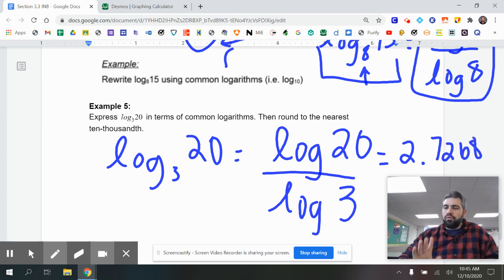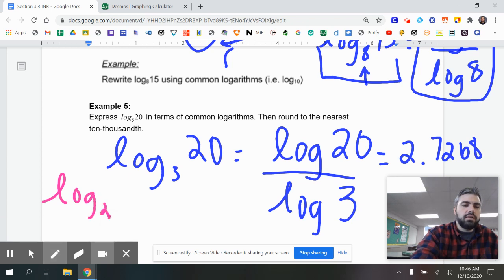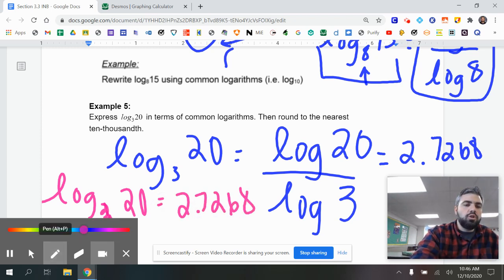2.7268. Now, before I circle it and say that that's my answer, let's think about what it's really asking. It's saying if I have log base 3 of 20, it should be equal to 2.7268. So let's use our loop rule to check our answer, right?